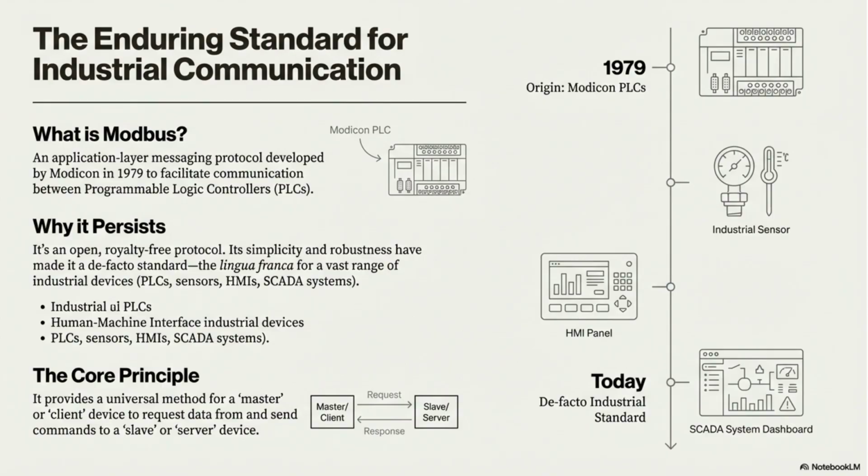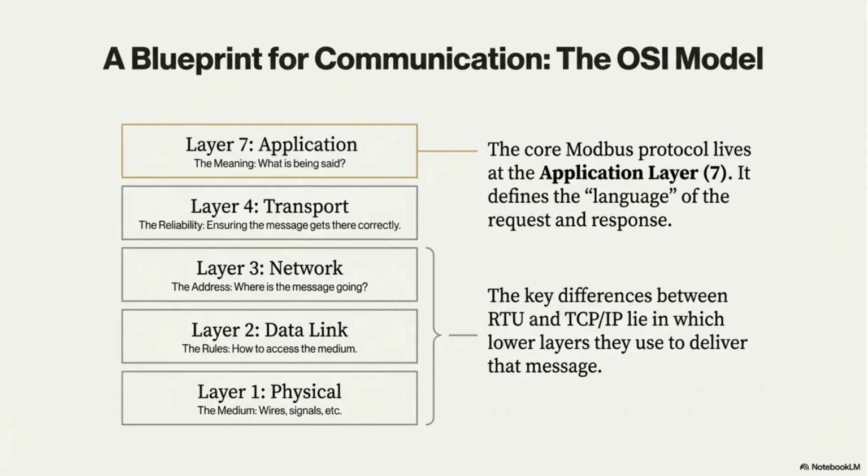The core principle is a master or client requesting data or sending commands to a slave or server. Modbus resides at Layer 7, the application layer of the OSI model, defining the language of the request and response. The main difference between RTU and TCP/IP lies in which lower layers they use to deliver that core message.